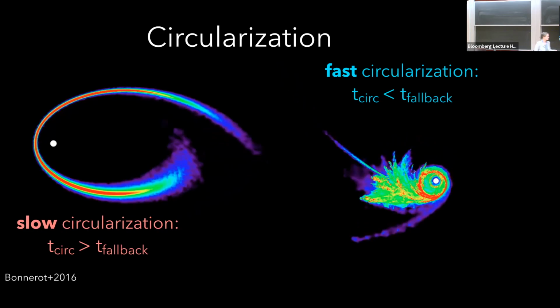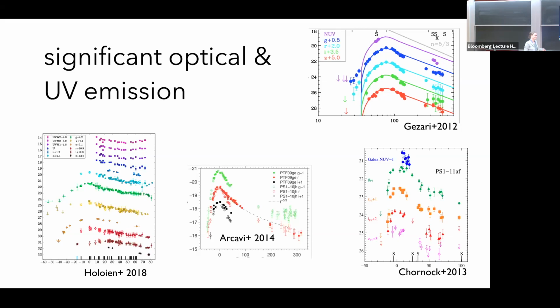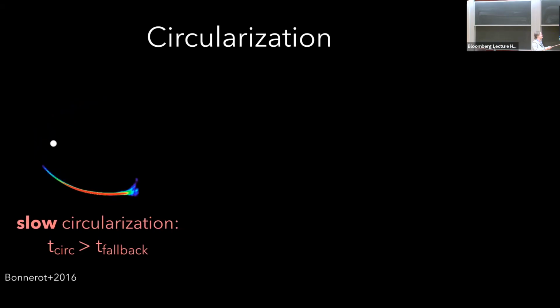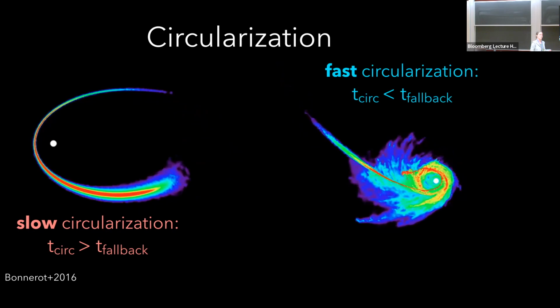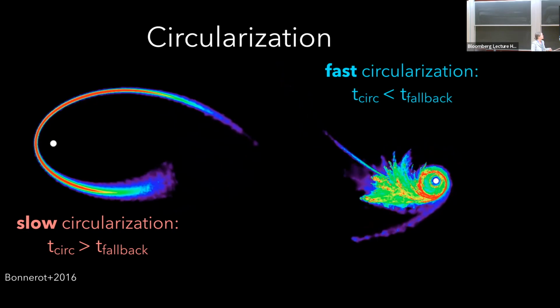Can you say a little bit more about the simulations? Because I'm interested in now. That was 7 years ago. Yeah, these are old simulations, and I'm actually going to show some of Clément's more recent simulations, but I think they illustrate the general idea that what we care about here is whether the circularization time is smaller or larger than the fallback time when thinking about how prompt the emission is.